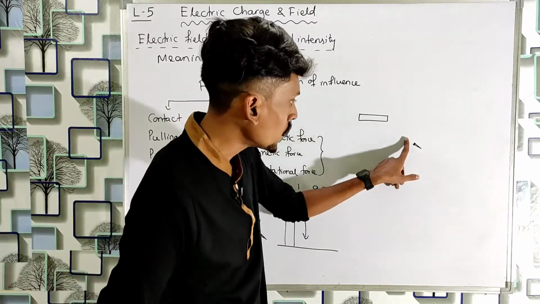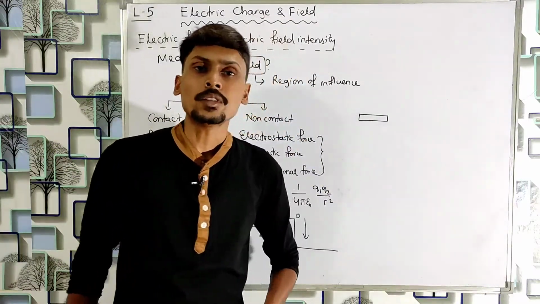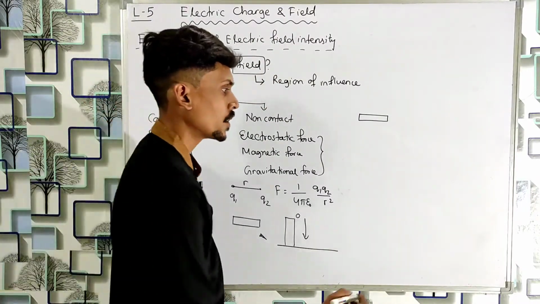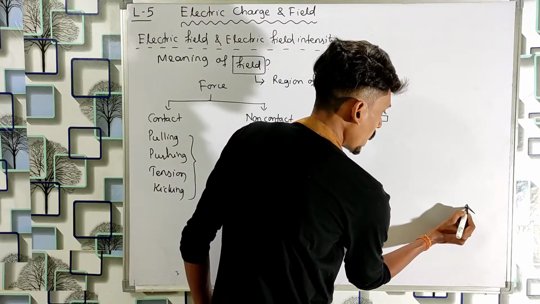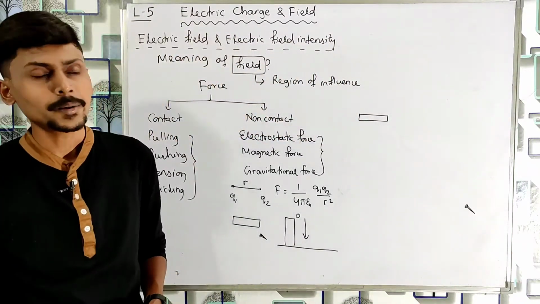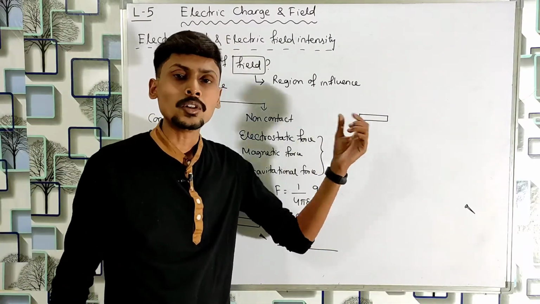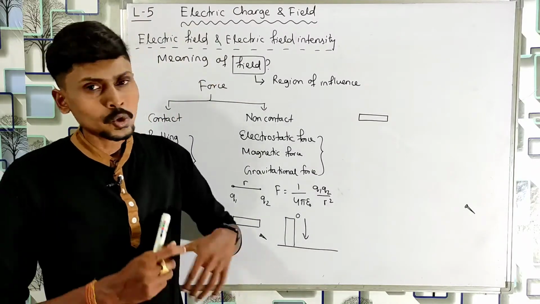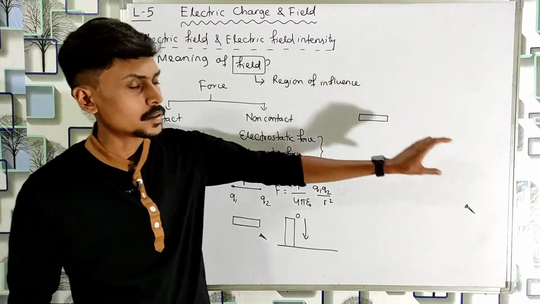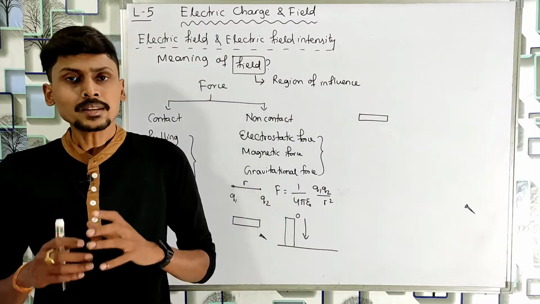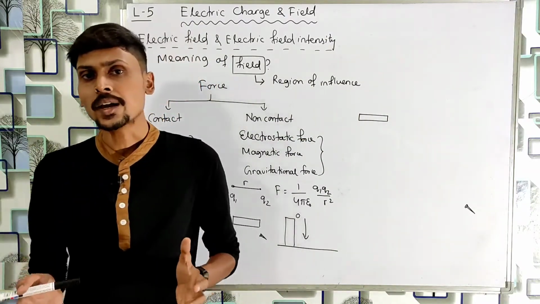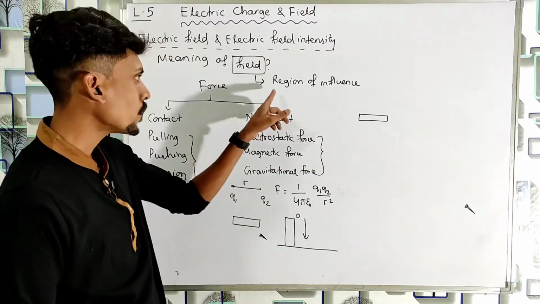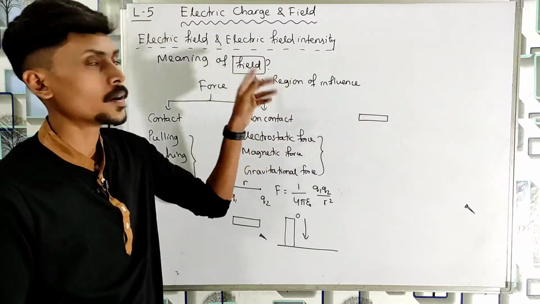If you gradually continue to increase the distance between the iron nail and the bar magnet, a time will come when you will see that if you place the iron nail at a very large distance from the bar magnet, then the bar magnet will not be able to attract this iron nail. Means there is no influence of the bar magnet on the iron nail. So we can say that the iron nail is outside the region of influence of the bar magnet, and that region of influence is known as field.